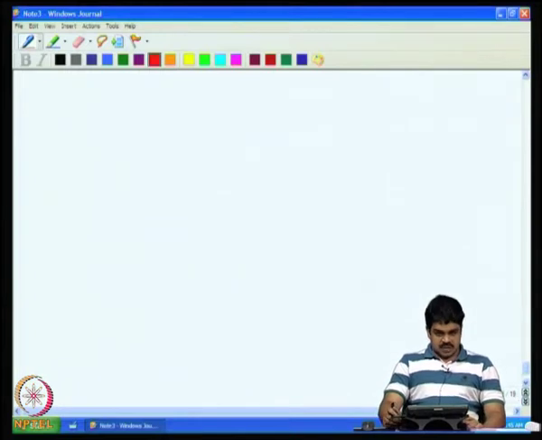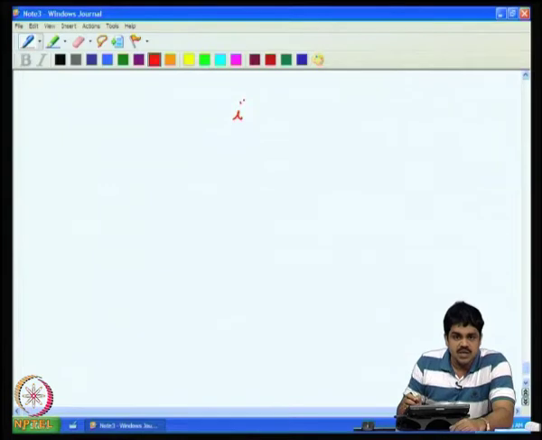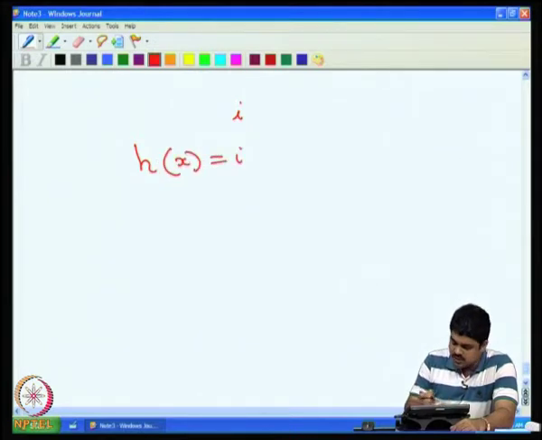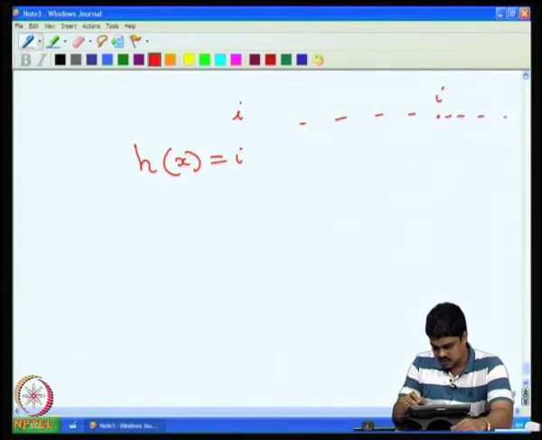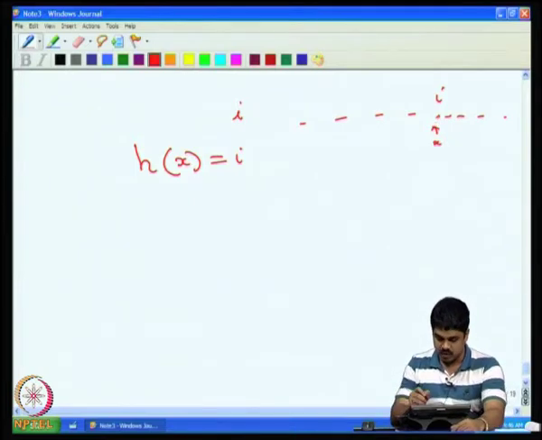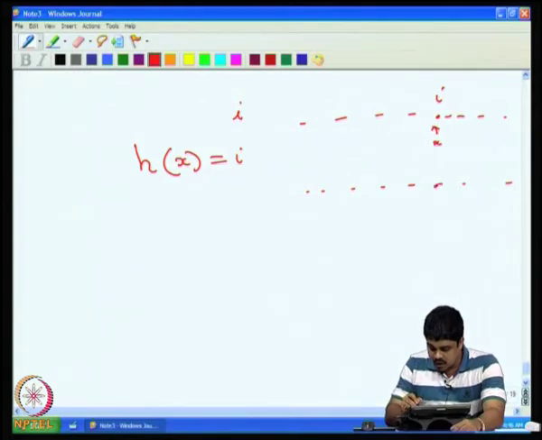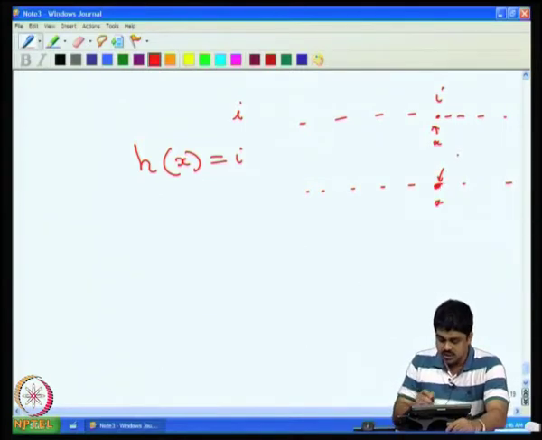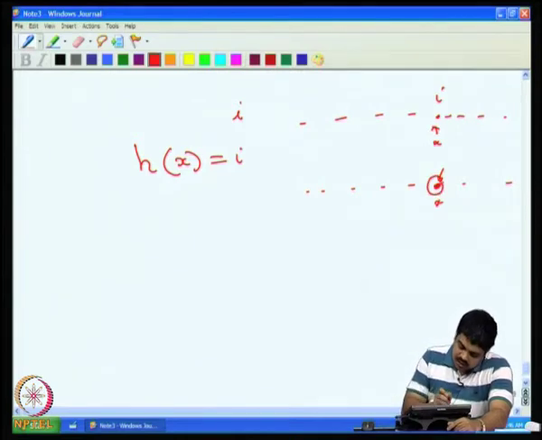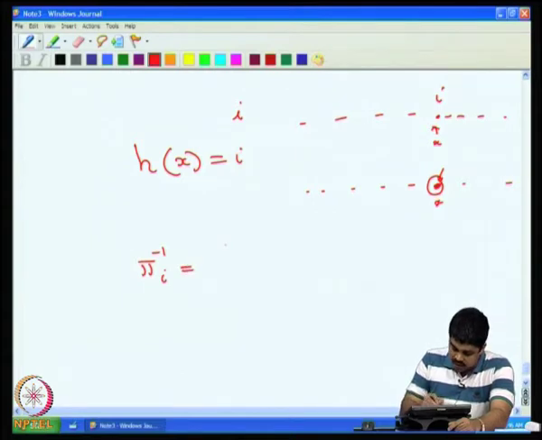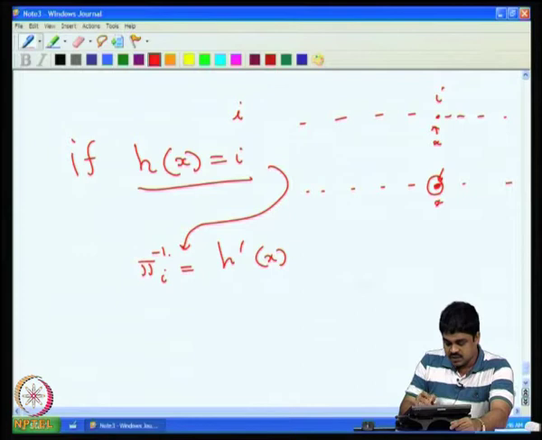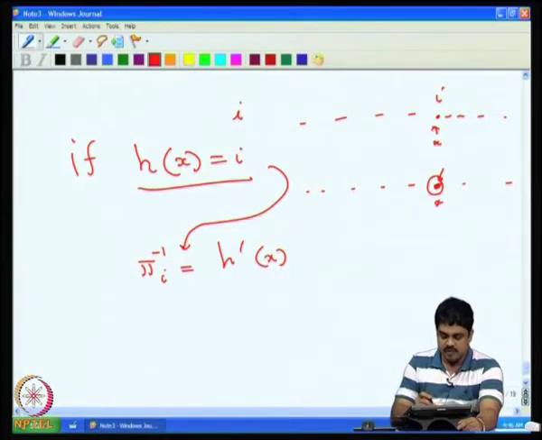Now we will construct the permutation like this. We will take a vertex I, and with respect to h, we will find some x such that h of x is I, so that I appears somewhere in that permutation, at position x. Now we will consider the corresponding position in the other numbering, take this value, and in the corresponding position place I. That means pi inverse of I will be made h dash of x. If h of x is equal to I, then pi inverse of I is equal to h dash of x. The position number corresponding to I will be made h dash of x.